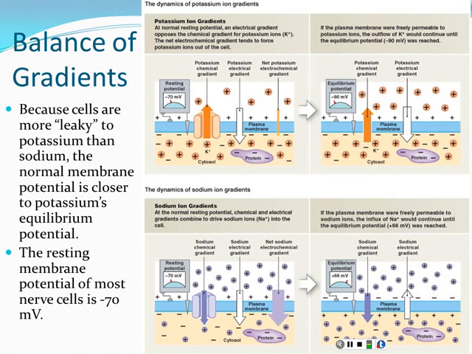Now, why minus 90? That's the potential at which the electrical attraction of positive to negative stops the flow of potassium out of the cell. So it's an equilibrium. That's the point at which no more potassium leaves because the inside of the cell is so negative that it's being pulled on too much to actually move anymore. All right, so that's the potassium side of things.